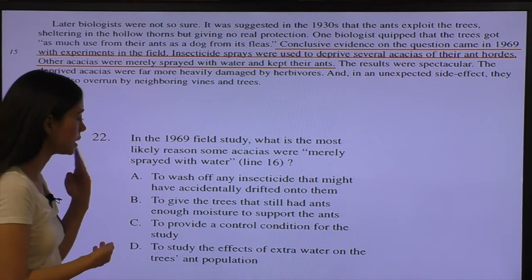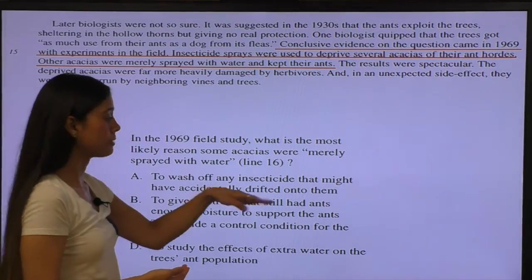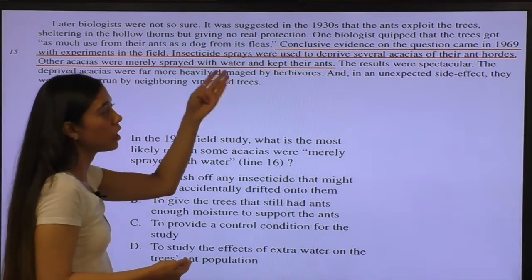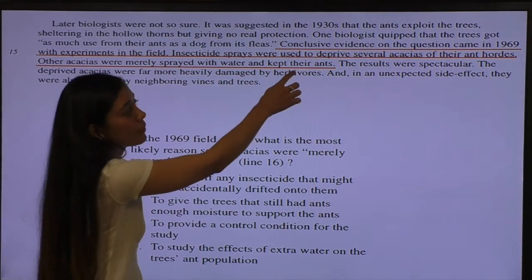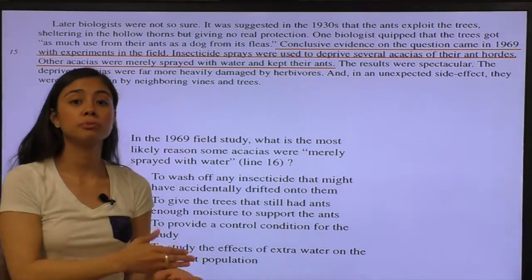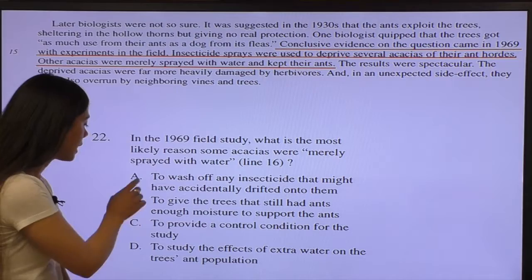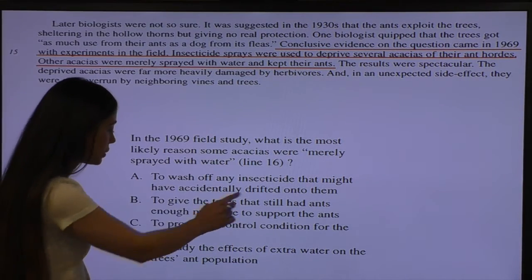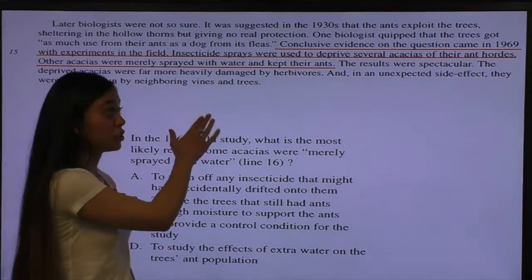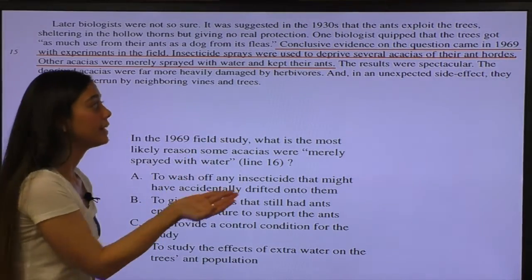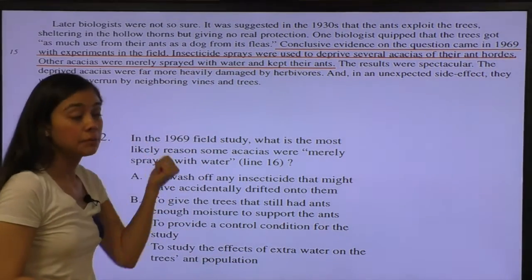If we go through the options, A, to wash off any insecticide that might have accidentally drifted onto them. In here they don't talk about washing them with water. They're talking about spraying them with water and allowing them to keep their ants, once again, to provide a control to be able to compare results to. So we can cancel A. B, to give trees that still had ants enough moisture to support the ants. Once again, they would have mentioned that water was for moisture, but here we see that they sprayed them with water in order to have them keep their ants.